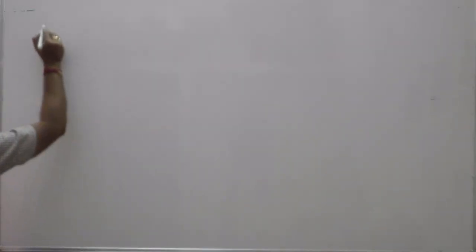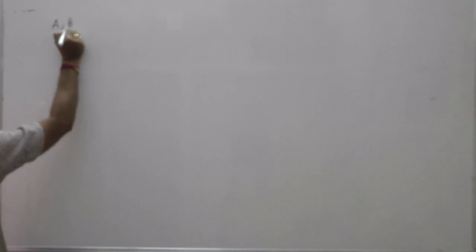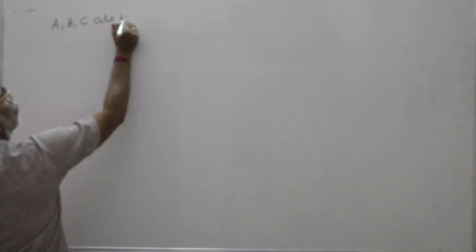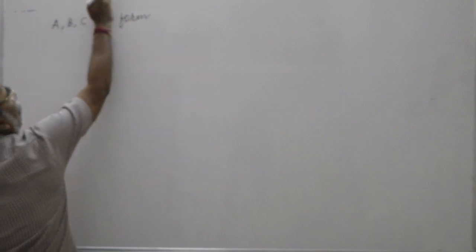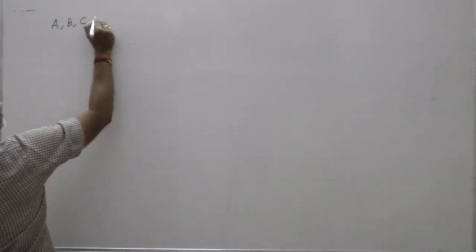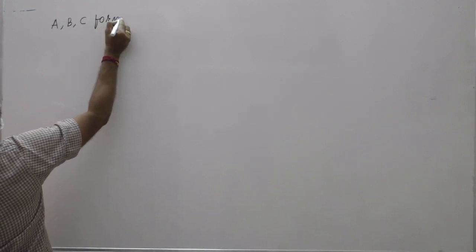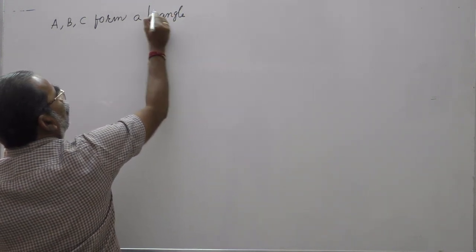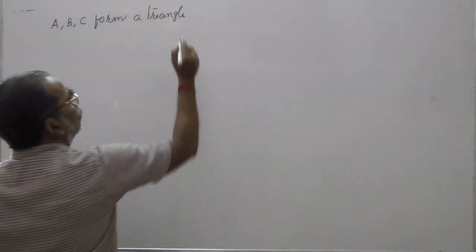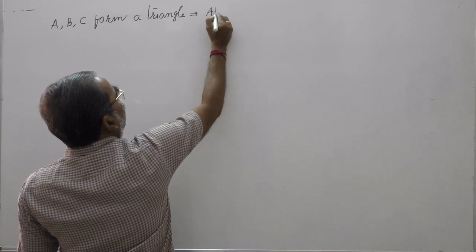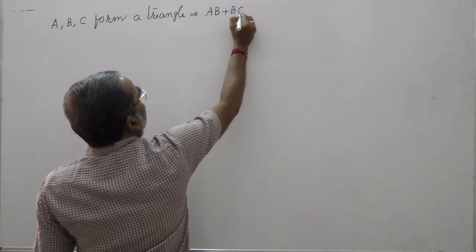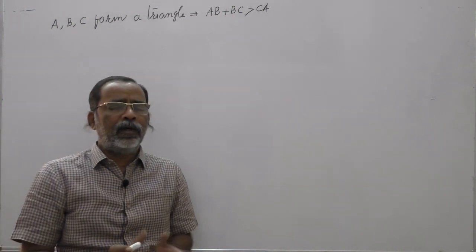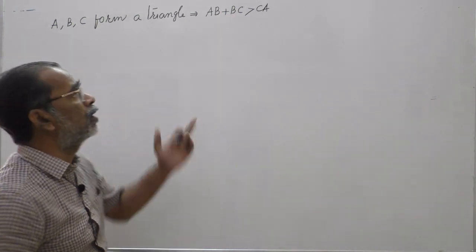Next, 3 points. If 3 points A, B, C are given, they form a triangle if the sum of any two sides, AB plus BC, is more than the third side. 3 points will form a triangle if the sum of any two sides is more than the third side.